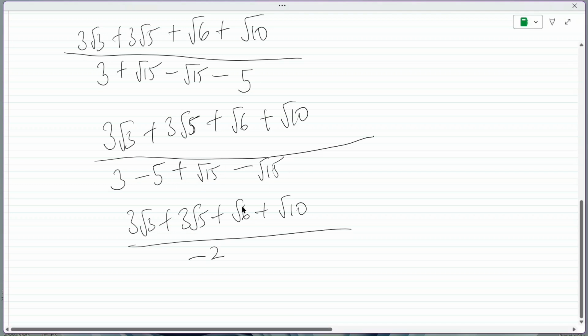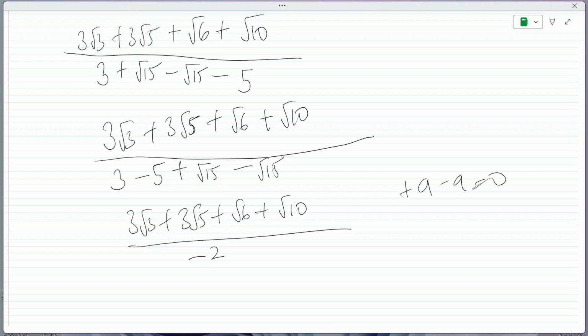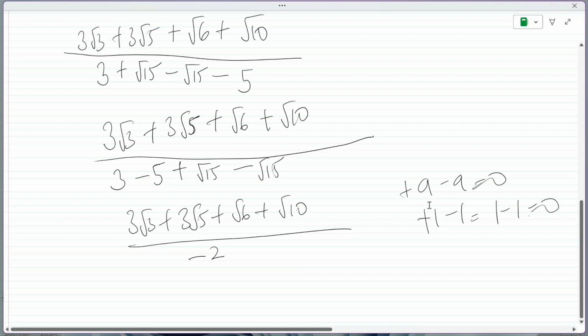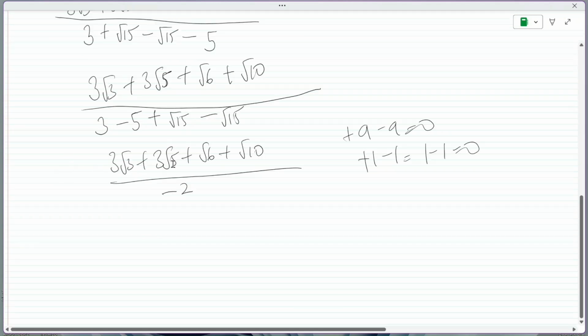Then you have plus root 15 minus root 15, it's 0. It's like saying plus a minus a is 0, or plus 1 minus 1, which is the same thing as 1 minus 1, 0. Any numeric value or mathematical symbol subtracting itself results in 0. A minus a is 0, 1 minus 1 is 0. So root 15 minus root 15 is 0. We don't need to write it here. And since there's nothing we can do to the numerator, this is our final answer. Our final answer is 3 root 3 plus 3 root 5 plus root 6 plus root 10 over minus 2.